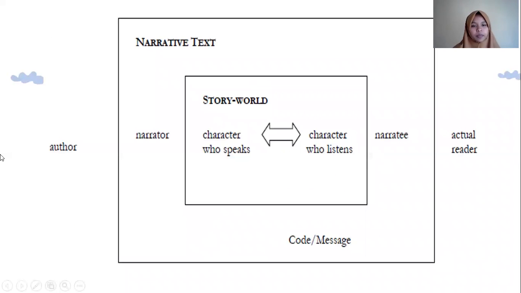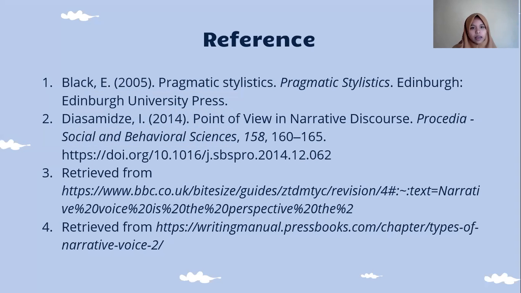So the author and actual reader are outside of the narrative text, and the narrator is the one who presents the story or gives the voice to the reader, while the author is the one who creates the story. The narrator may or may not be a character in the story, and the characters are divided into two: the character who speaks and the character who listens. Within the narrative text there is a message, and also there is a narratee, the recipient of the message.